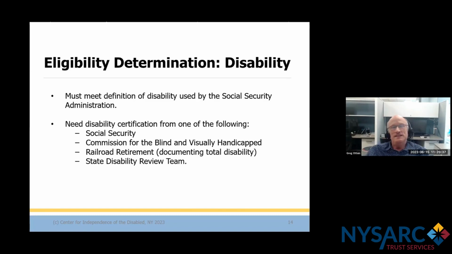So, disability determination, Social Security, or Commission for the Blind and Visually Handicapped, Railroad Retirement Board, any of those, or doing a full Medicaid disability review application. Very similar process to Social Security disability application, but Medicaid has its own forms.